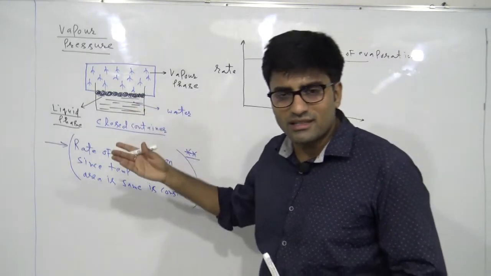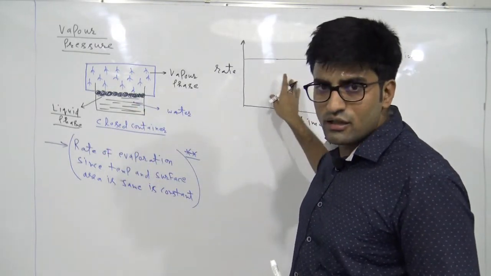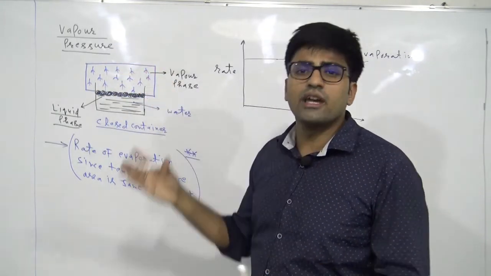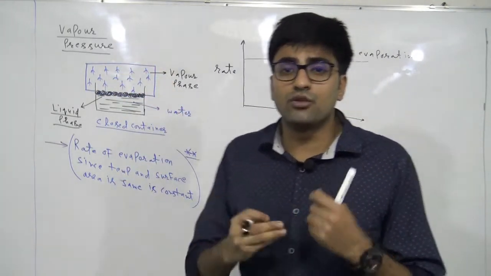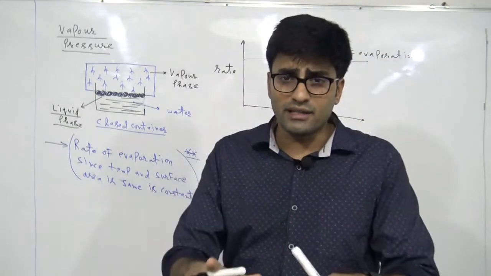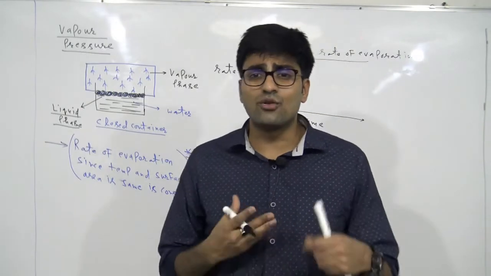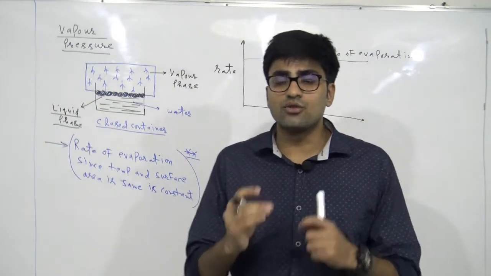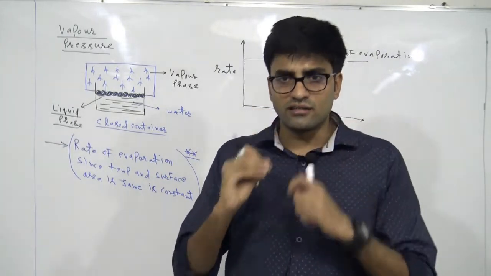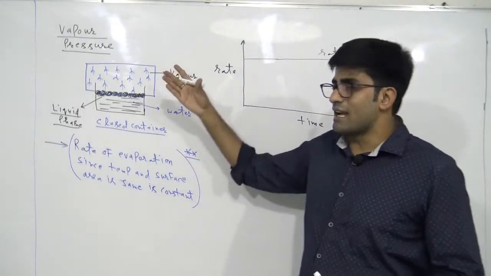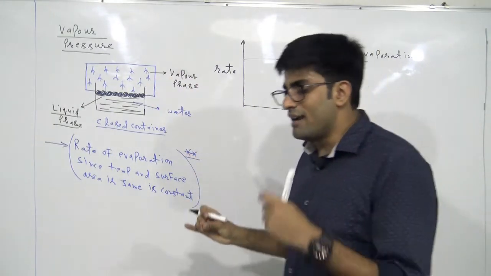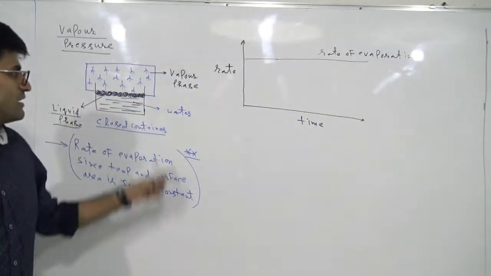First the evaporation will start and it will be constant. After a certain time, vapors will collect in the vapor phase, and then they will start to condense into liquid. Condensing of vapor is known as condensation. So at a certain time condensation will start, and the rate of evaporation is constant.